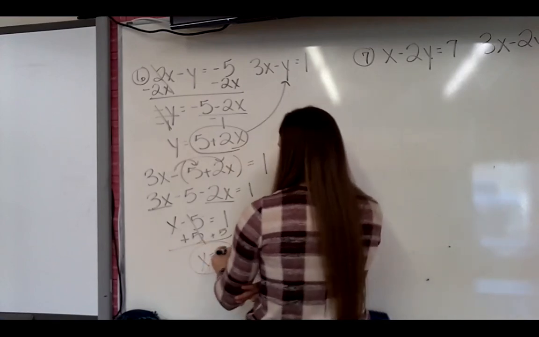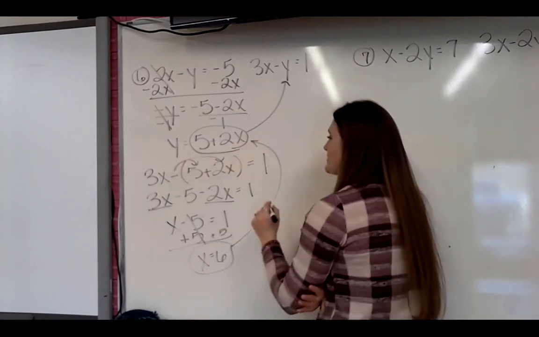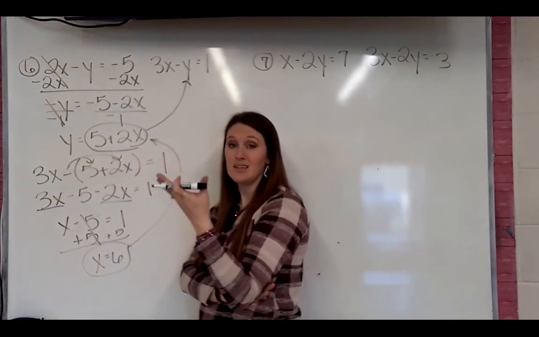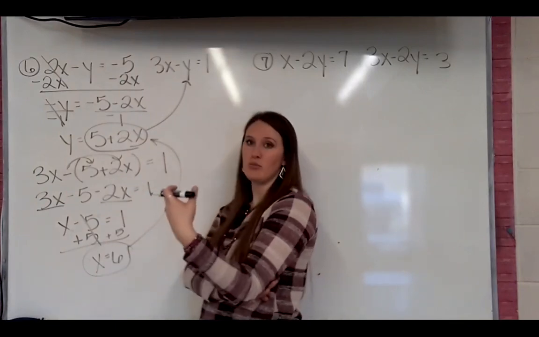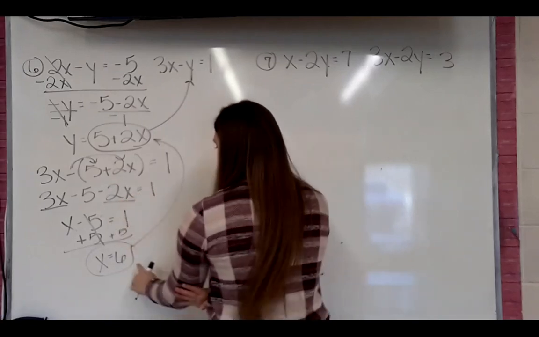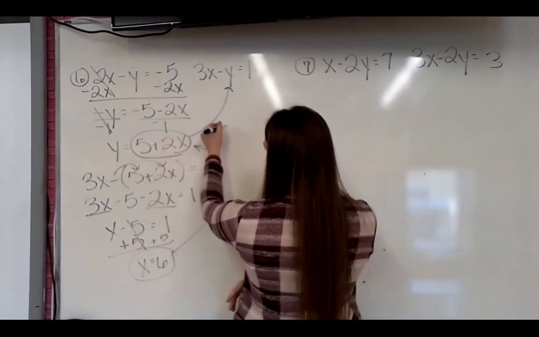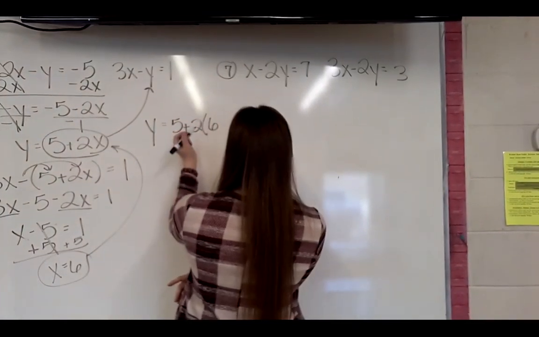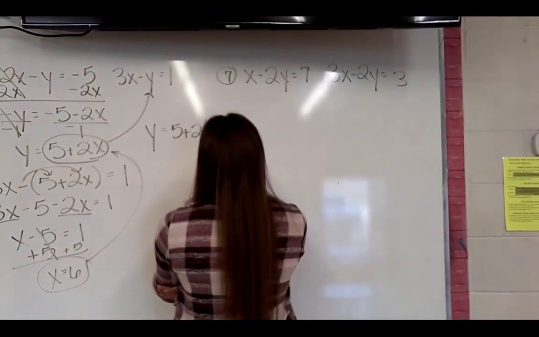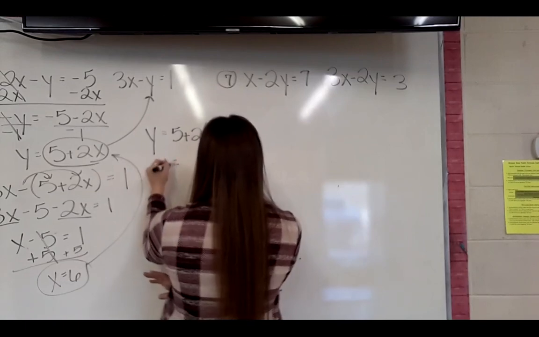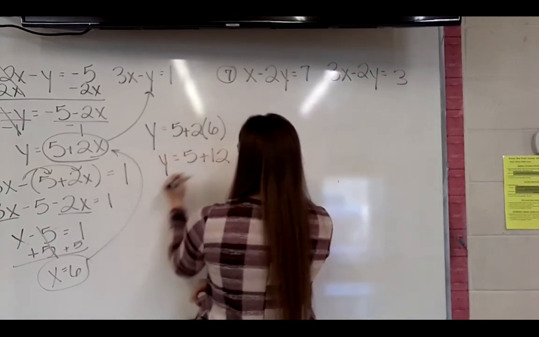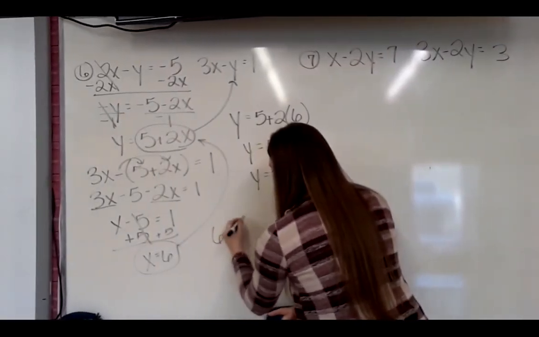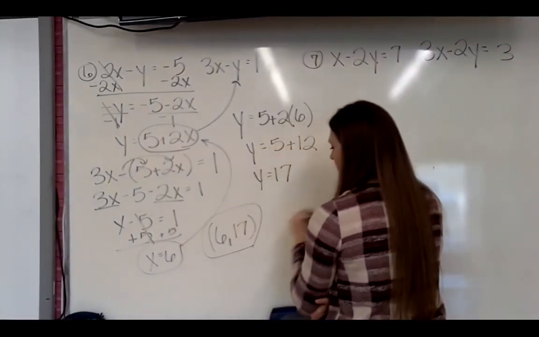I take that, plug it into my first one. That's why I draw arrows, so I can remember which one I plugged into what. Because it does get confusing when you get down to there and you can't remember which one you started with. So x equals 6 goes into my first one. Two times 6 is 12. 5 plus 12 is 17. So 6, 17 is our solution on that one.